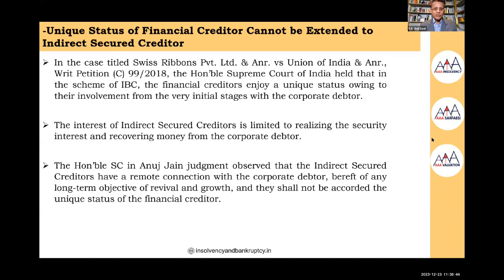In that case, the apex court held that in the scheme of the IBC, the financial creditors enjoy a unique status owing to their involvement from the very initial stages with the corporate debtor. Financial creditors are those who are involved with the company from the initial stages. They would understand the ins and outs of the company, the economics of the company, and also how to resolve. Therefore, they have been given the unique status of a financial creditor, to participate in the committee of creditors and to approve or reject a resolution plan.